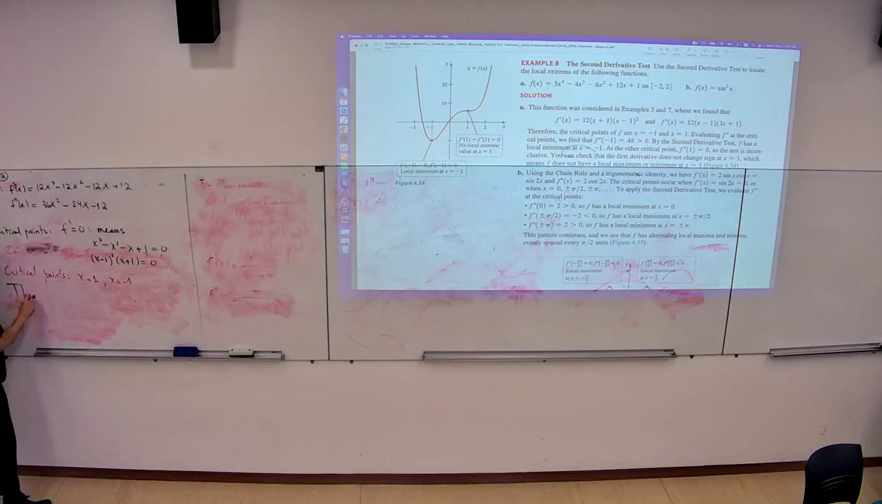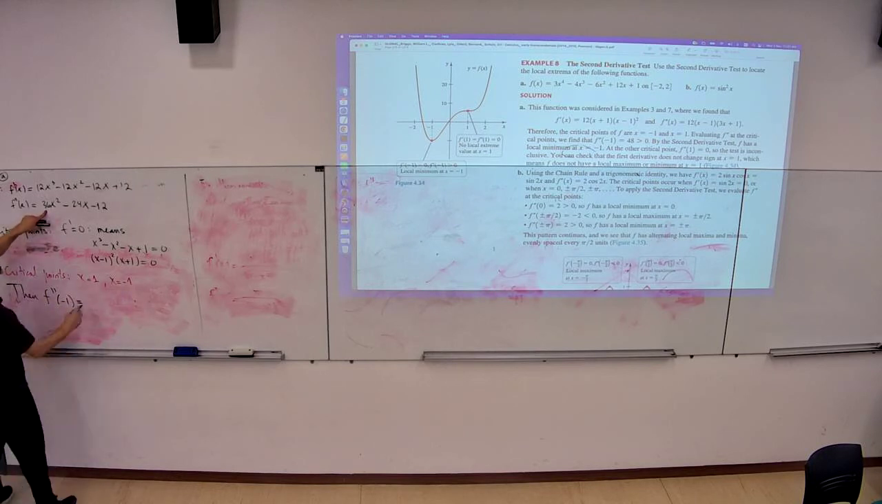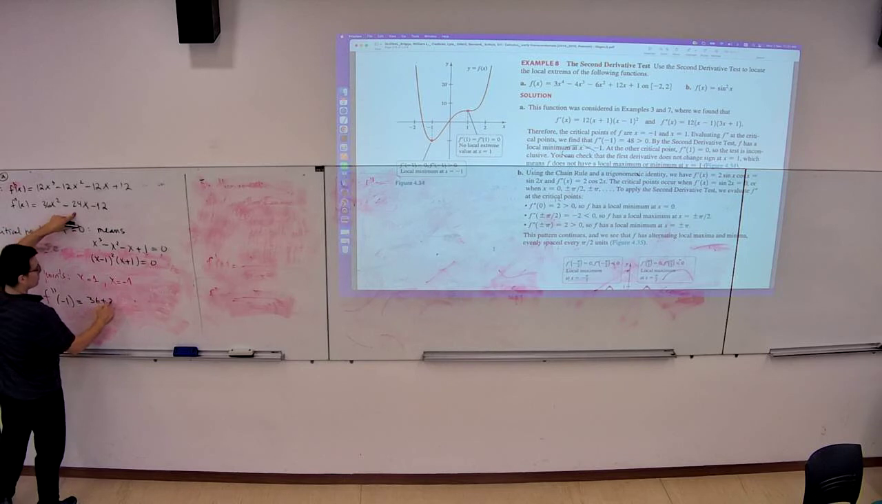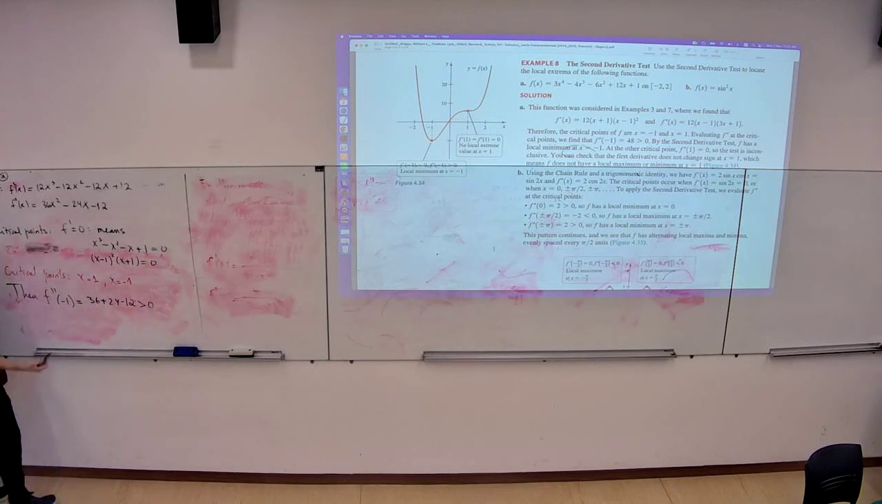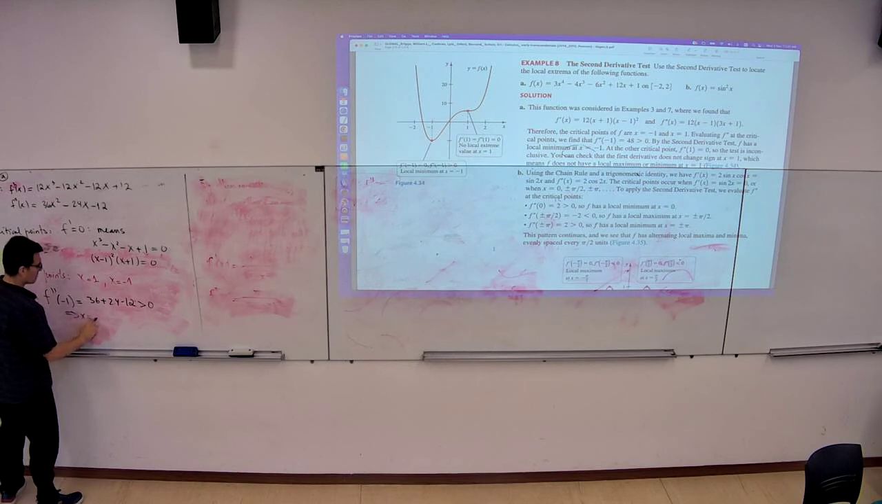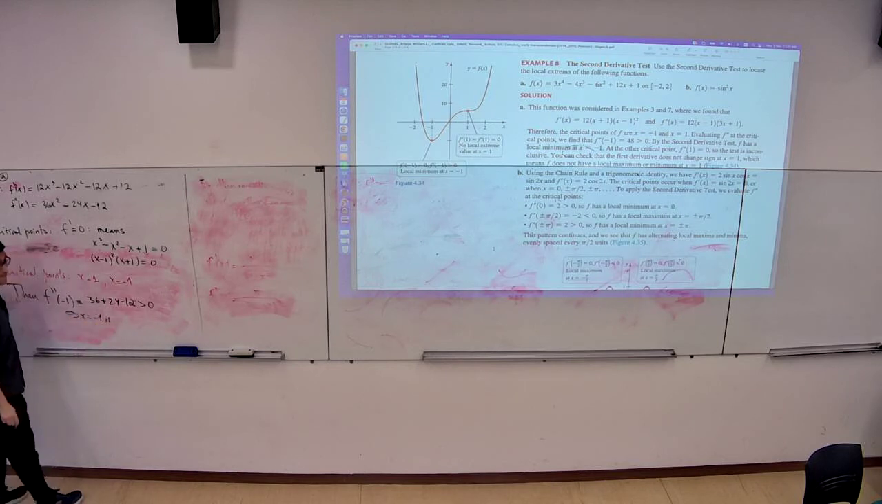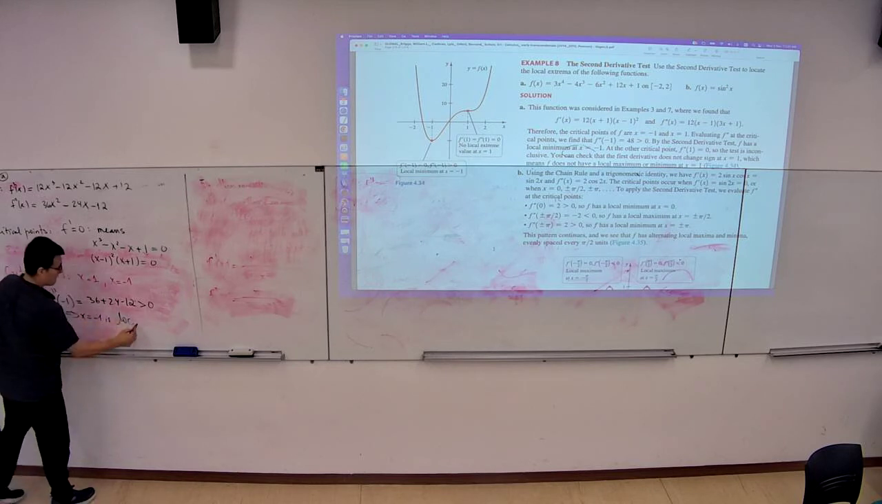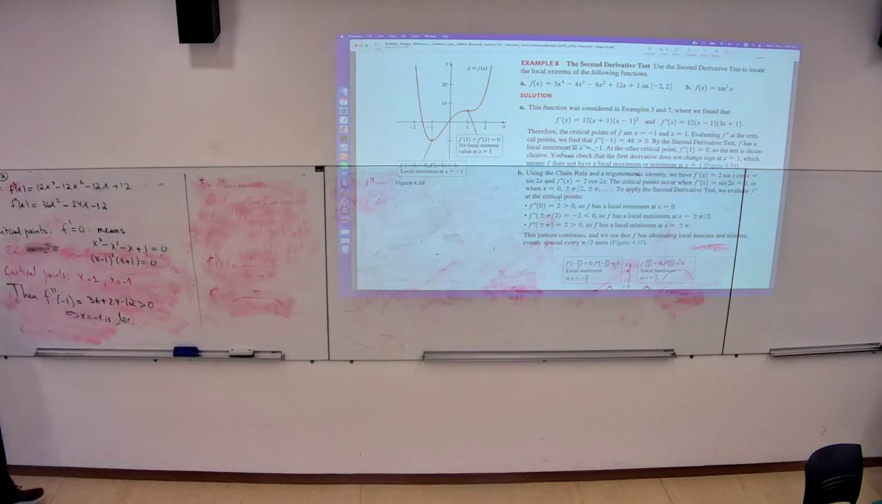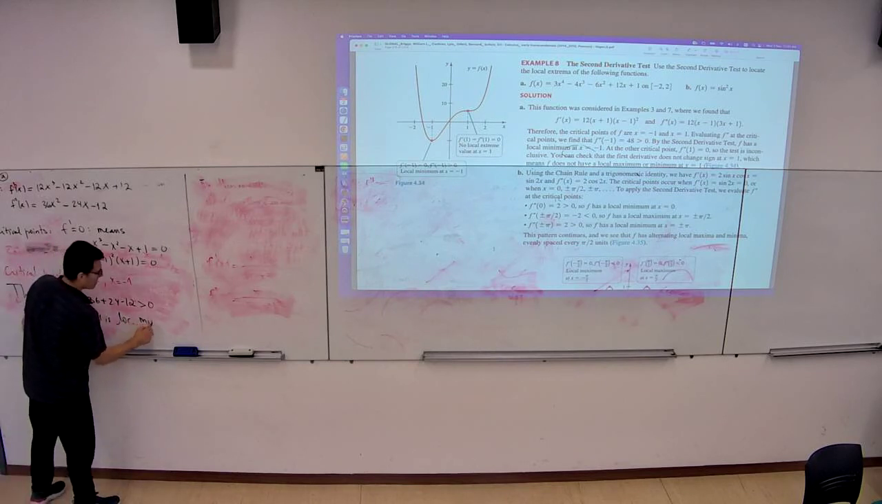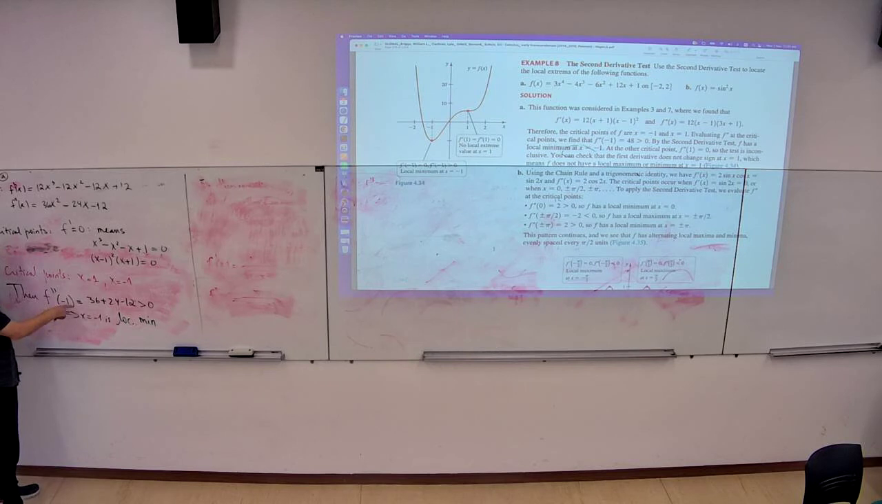We have the equation as well for the second derivative. So then what we can do is evaluate the second derivative at x equal negative 1. What do we get there? 36 plus 24 minus 12. This is positive. So x equal negative 1 is a local minimum, because the second derivative at that critical point is positive.